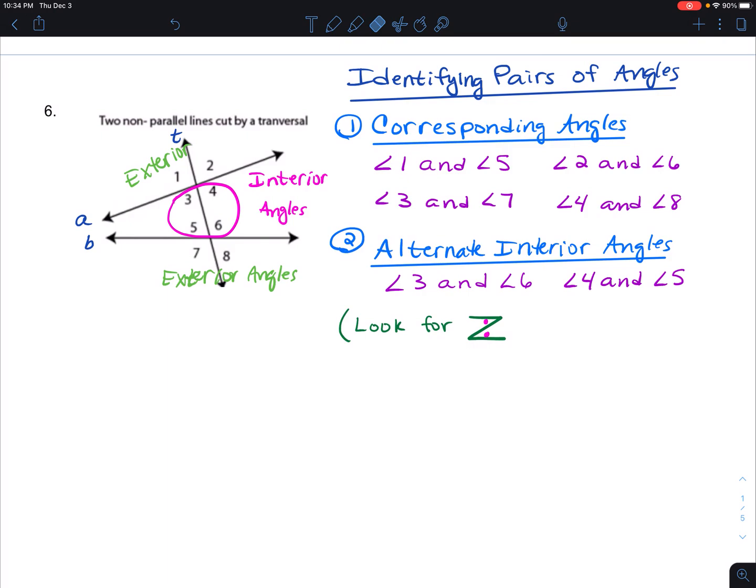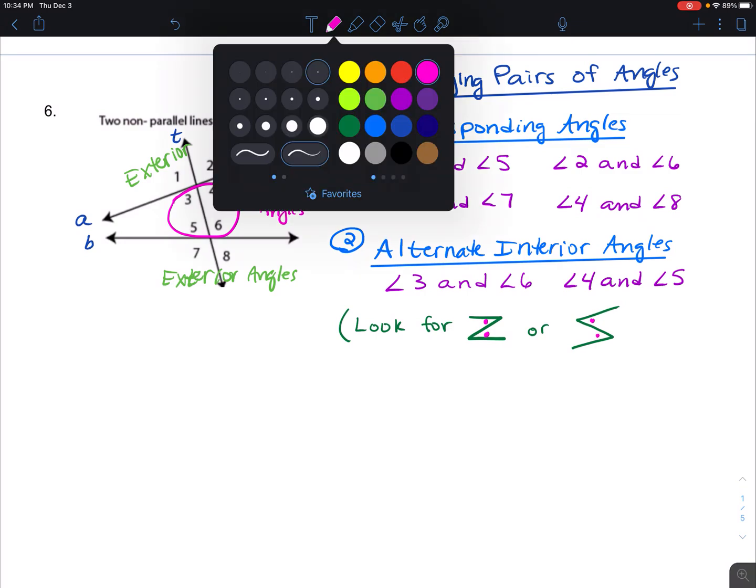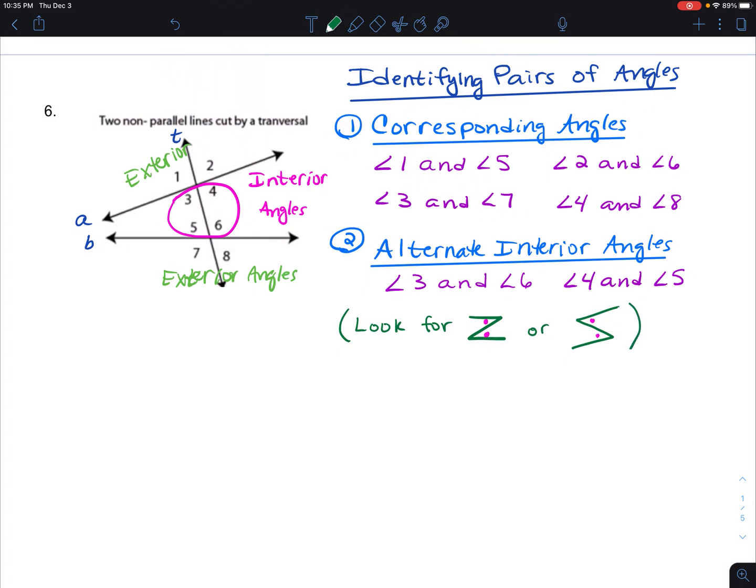Okay. Or it could be a backward Z, like angles 4 and 5. So it could look like going backwards, and then it would be 1 up here and 1 down here. So that's why I say look for a Z, either a forward Z or a backward Z. And that helps you find your alternate interior angles.